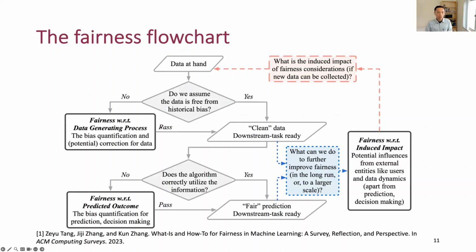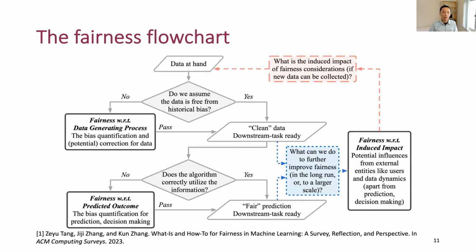So in this chart, I'm presenting the previously mentioned fairness flowchart that consists of different considerations in different fairness spectra. So in this slide, I would like to give an overall implication of what exactly the flowchart is trying to talk about.